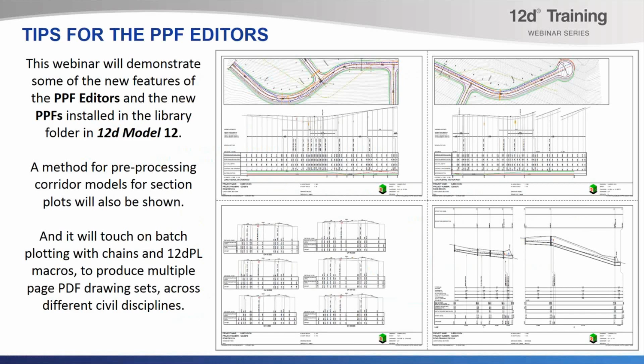And as well in this presentation, I will be touching on batch plotting, either with chains and 12DPL macros, 12D programming language macros, very simple macros, but they can be configured, either one, a chain or a macro or both. They can be configured to produce a whole series of drawing sheets and combine them into a multiple page PDF, a single PDF of a complete drawing set, if you like, that covers several different civil disciplines.